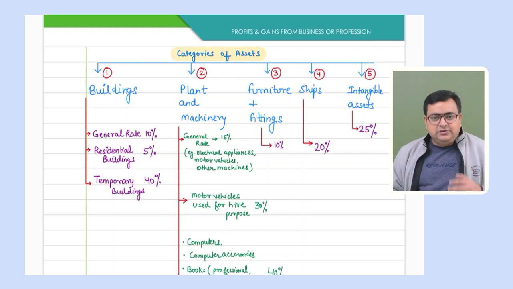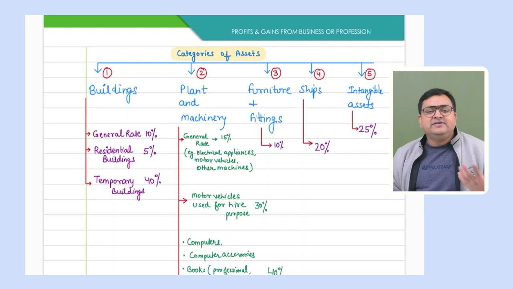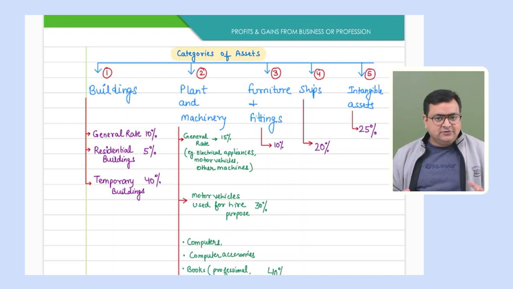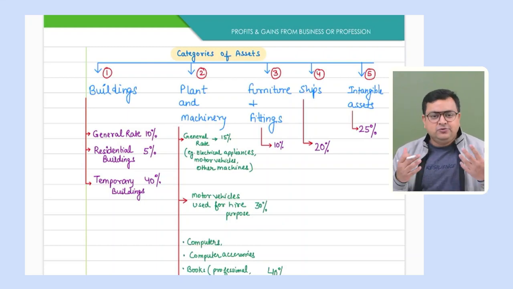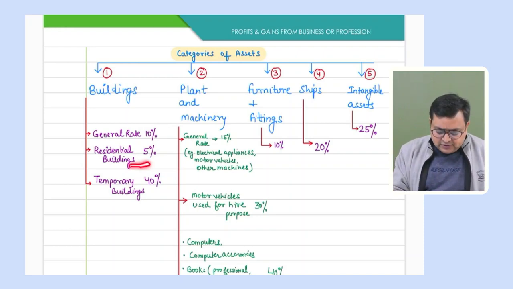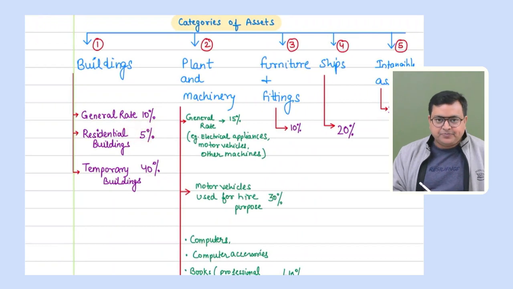But yes, you understand, in business we have some residential buildings also that we give to our employees as rent-free accommodation or concessional rent accommodation, or we have certain guest houses also. On such buildings which are of residential nature, although we use them in our business for employees and guest house purposes, we have a 5% rate, right? And for temporary buildings we have a 40% rate.